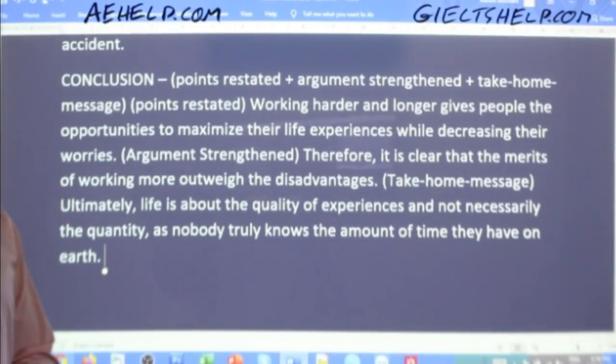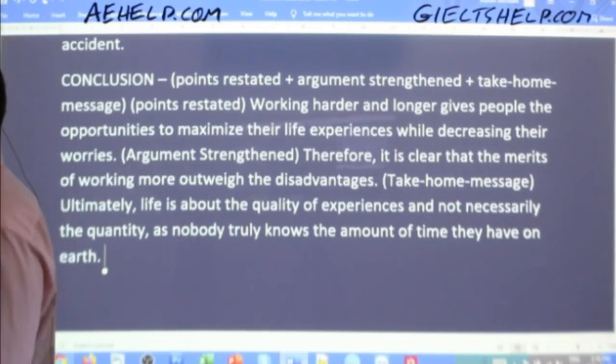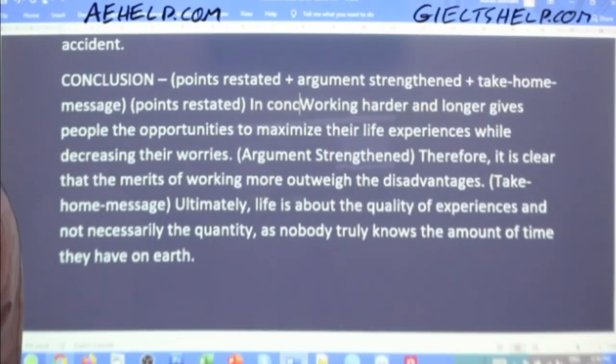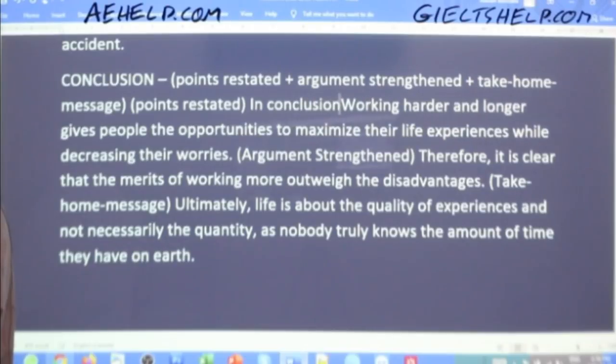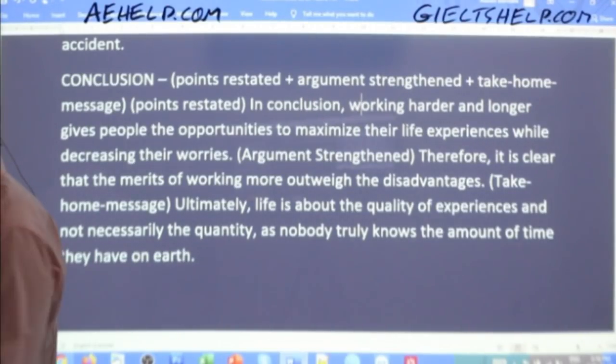So here we go. Conclusion. Let's start with in conclusion. The examiners like to see the in conclusion. It's very clear for the examiners. So let's start with in conclusion.